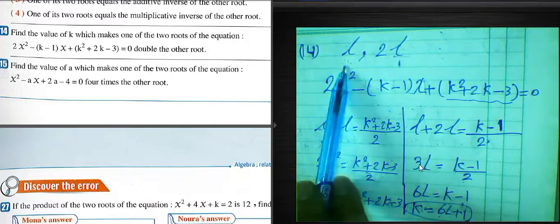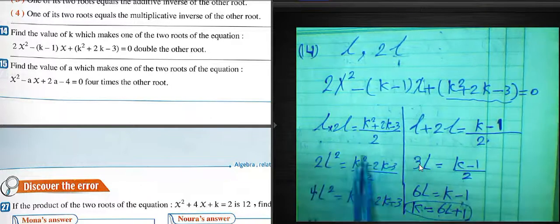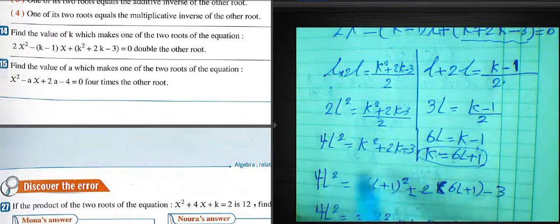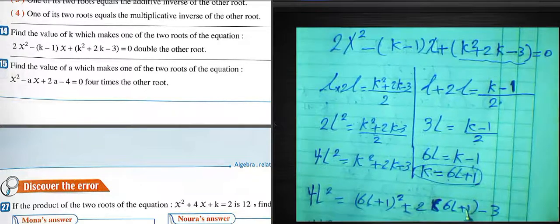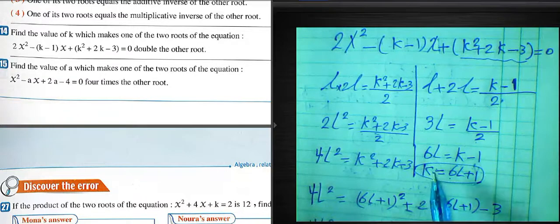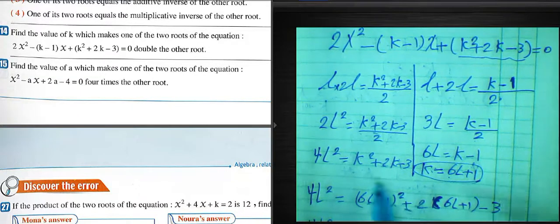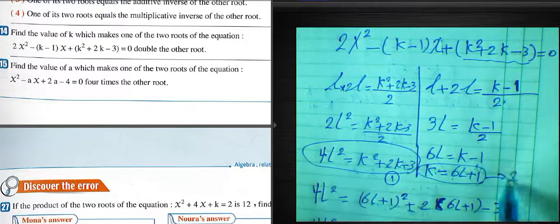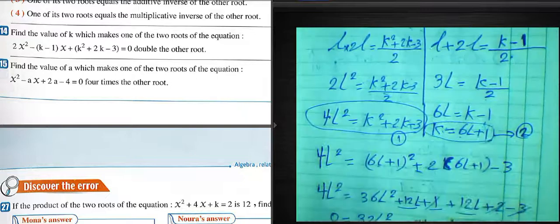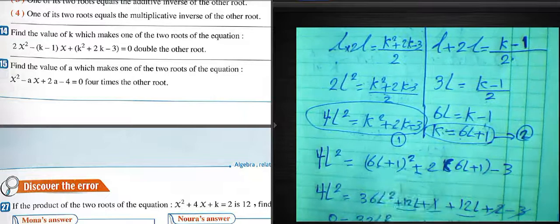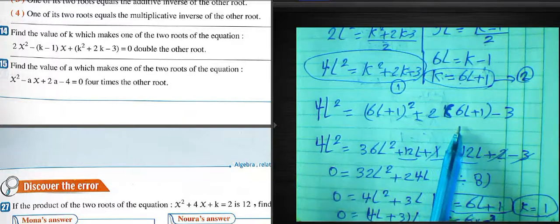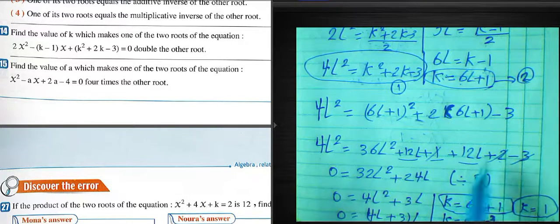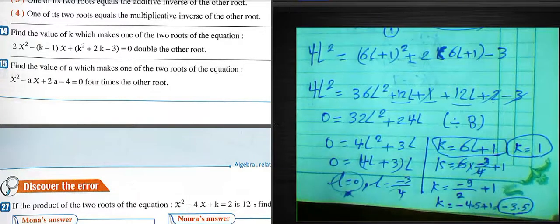We have two roots, the first L and second 2L, and from this equation we find the product of them, and we have this relation about L and K, and another relation K equals 6L plus 1. We can use this method by substituting K from the second equation into the first: 4L power 2 equals (6L plus 1) power 2 plus 2 multiplied by (6L plus 1) negative 3, and we simplify it.